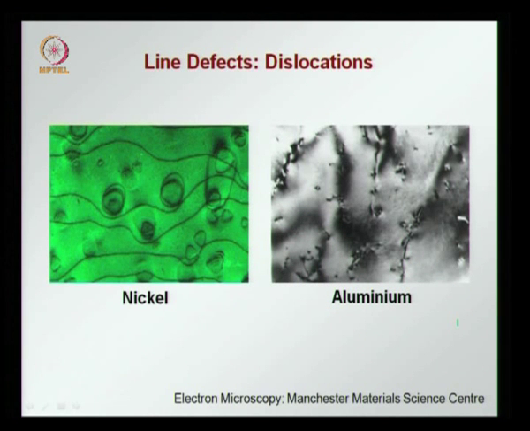These are pictures again from the Manchester Material Science Centre site, showing images from electron microscopy showing dislocations in some materials. On the left you have nickel, and these lines that you see are the dislocations that occur and that you can see under magnification. Now this one on the right is aluminum, where again you see the lines, and these spots are all dislocations that are occurring in the surface, which can be seen through microscopy.